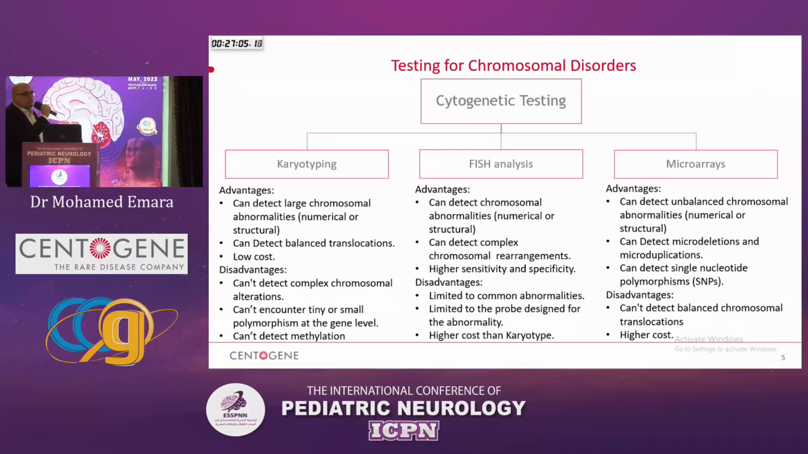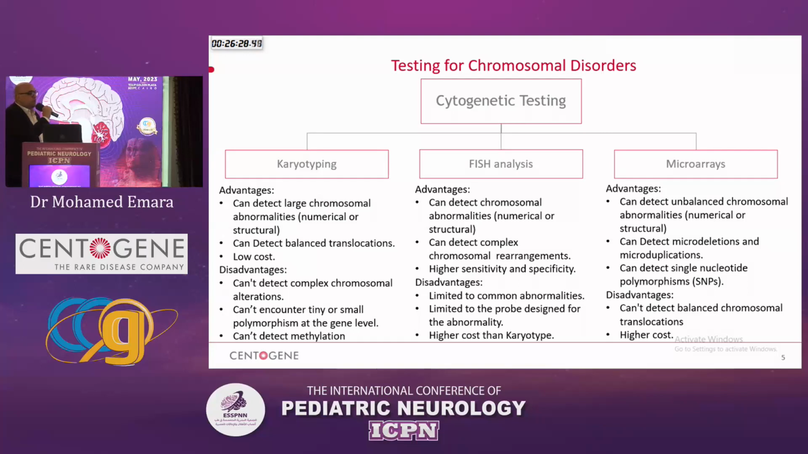FISH analysis is more specific and sensitive than the karyotype, where we prepare a certain probe to detect a certain abnormality. So it can detect a chromosomal abnormality, either numerical or structural. It can also detect complex chromosomal rearrangements that cannot be detected by the karyotype, but its limitation is that it is more expensive than the karyotype. It is limited to the common abnormalities because the probe that we are using is limited to a certain abnormality that we are searching for.